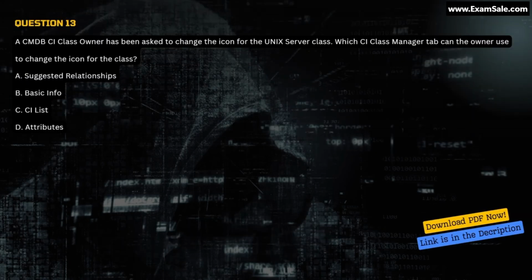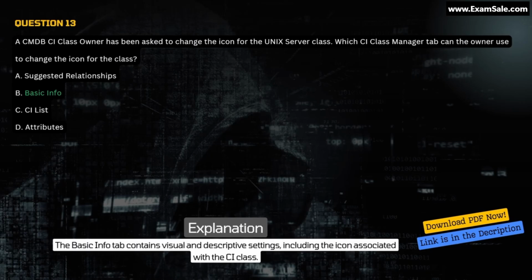Question 13. A CMDB class owner has been asked to change the icon for the Unix server class. Which CI Class Manager tab can the owner use to change the icon for the class? A. Suggested relationships. B. Basic info. C. CI list. D. Attributes. Correct answer B. Basic info. Explanation. The Basic Info tab contains visual and descriptive settings, including the icon associated with the CI class.